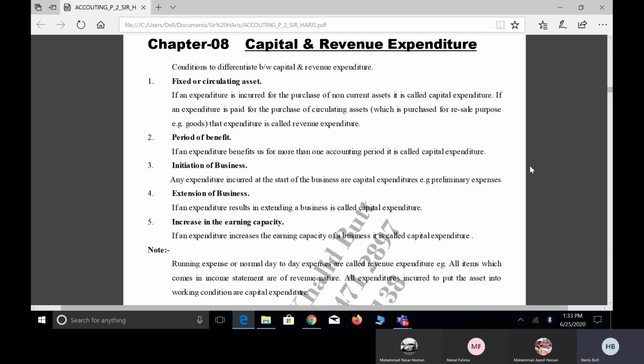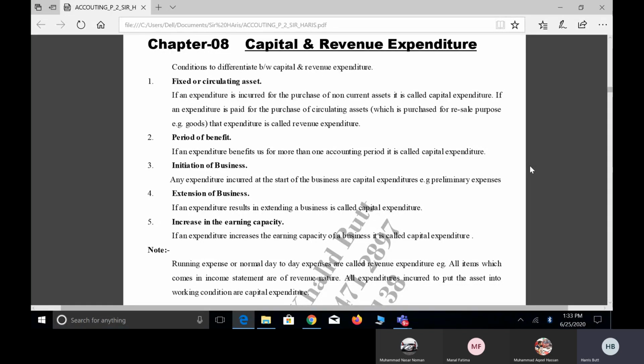Okay, next is extension of business and increase in the earning capacity. Any expenditure which will extend your business, or because of which the earning capacity of the business will increase, that is your capital expenditure. If an expenditure results in the increase in the earning capacity, that is your capital expenditure. Otherwise it will remain your revenue expenditure.